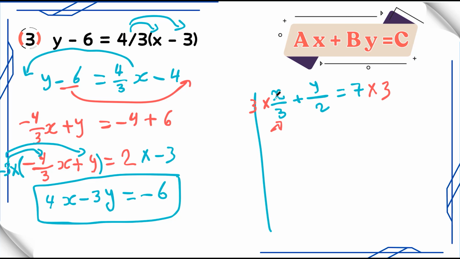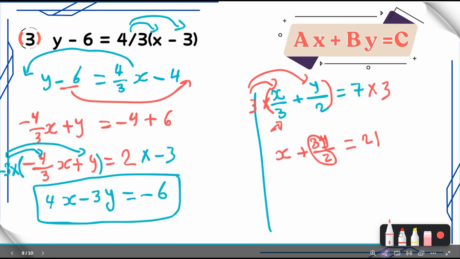But don't forget to multiply the whole left side. Like this, distribute. 3 multiplied by x over 3 will be x. 3 multiplied by y over 2 will be 3y over 2, equals 3 times 7, which will be 21. Now x is okay. Its a is 1, a positive integer. What about b? B here is 3 over 2. We need to make this an integer, not a fraction.